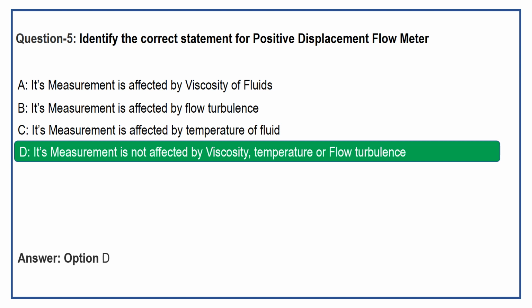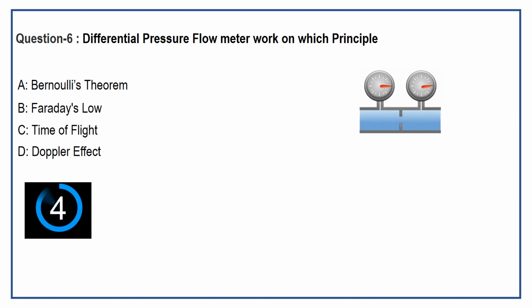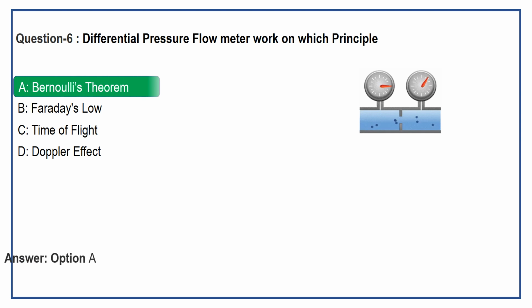Next question is, the differential pressure flow meter works on which principle? Let's see the options. Option A, Bernoulli's theorem. Option B, Faraday's law. Option C, time of flight. Or option D, Doppler effect. And the correct answer of this question is option A, Bernoulli's theorem.